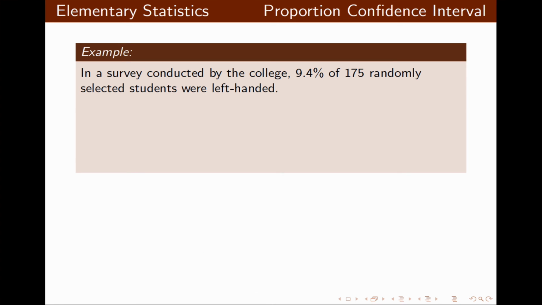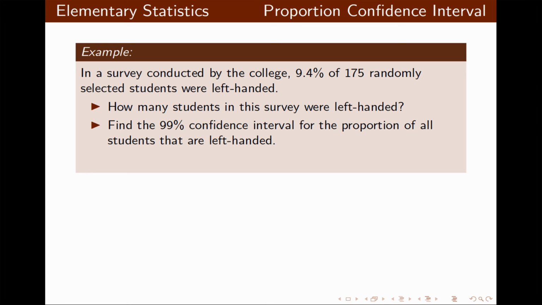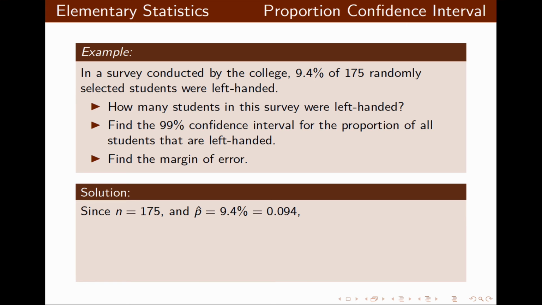In a survey conducted by the college, 9.4% of 175 randomly selected students were left-handed. How many students were left-handed? And then we want to find the 99% confidence interval for the proportion of all students that are left-handed. And then we want to find the margin of error. So we're given the sample size and the sample proportion.